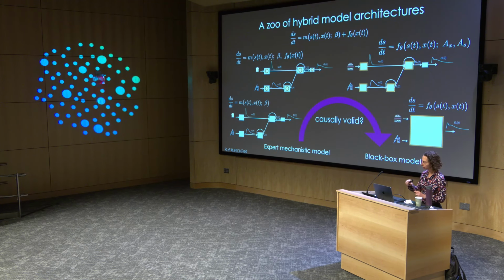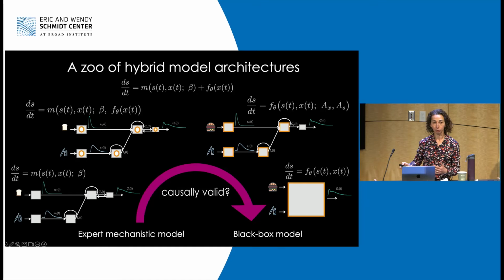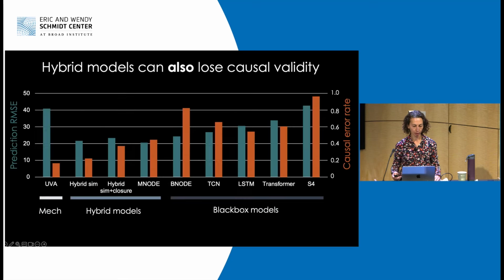Okay, but the question of interest here is, as you walk along this spectrum, and the models are getting more and more flexible, is the causal validity that was encoded in this pure mechanistic model maintained? And when we add our hybrid model zoo to these comparisons, we see that we do get state-of-the-art predictive performance, leveraging the inductive bias from the mechanistic model. But as the models become more flexible, we have this increase in causal error. So hybrid modeling is important, but the loss is also important.